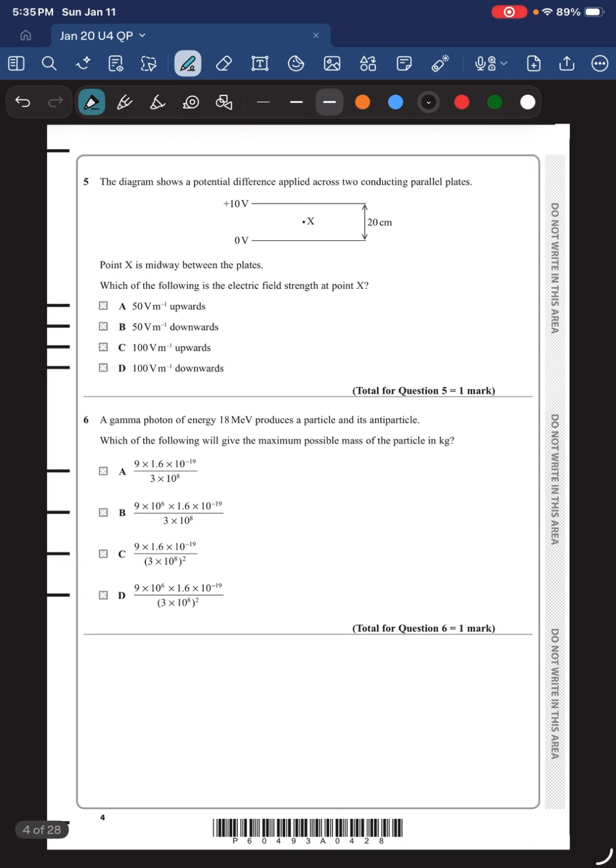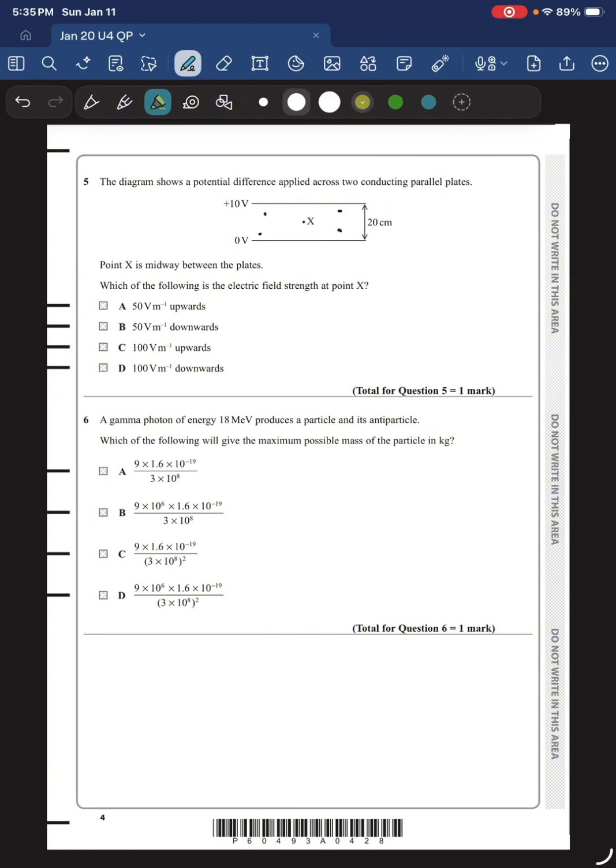Question 5. The diagram shows a potential difference applied across two conducting parallel plates. Point X is midway between the plates. Which of the following is the electric field strength at point X? First of all, it doesn't matter where the point X is, because the electric field is constant close to parallel plates.